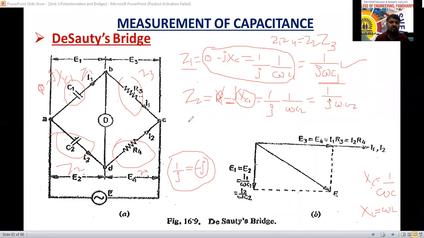Next, this question is for you. Can you tell me what is the formula for Z3? Tell Z3 now. Where is Z3? Here Z3 is there. Is C3 there? R3, sorry sir, R3. Yes, tell the answer now.